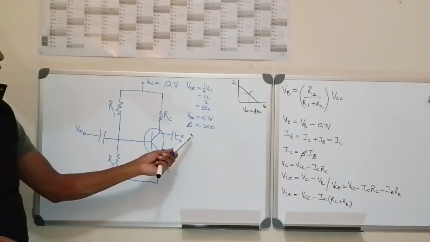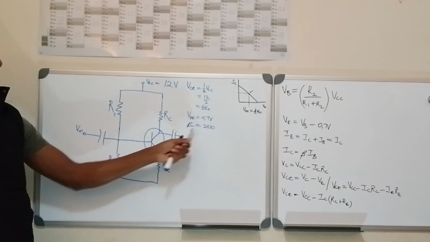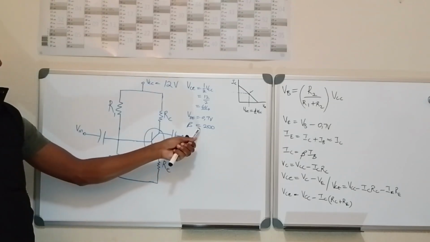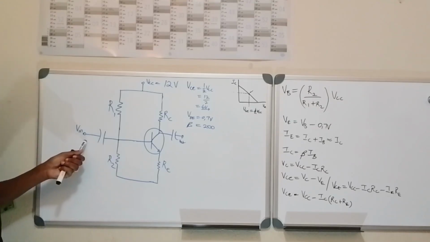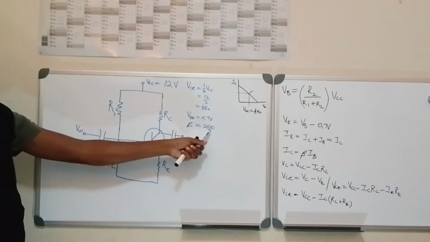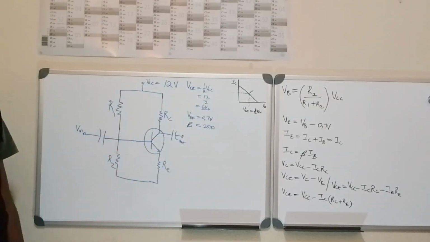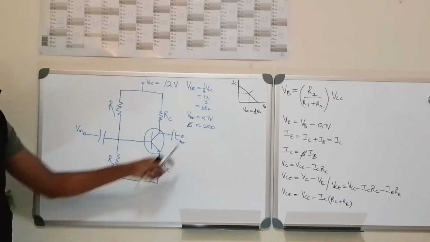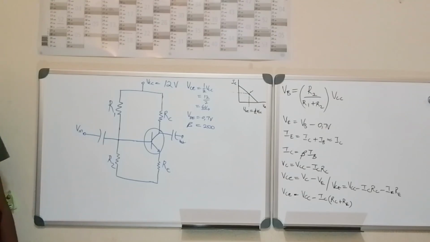Beta tells us that this transistor is capable of amplifying the current by 200. So if you put 1 milliamp here, you are sure to get 200 milliamps on the outside. Does it make sense? Yes. Beta is a current amplification. Now what next? Where do we go from here?